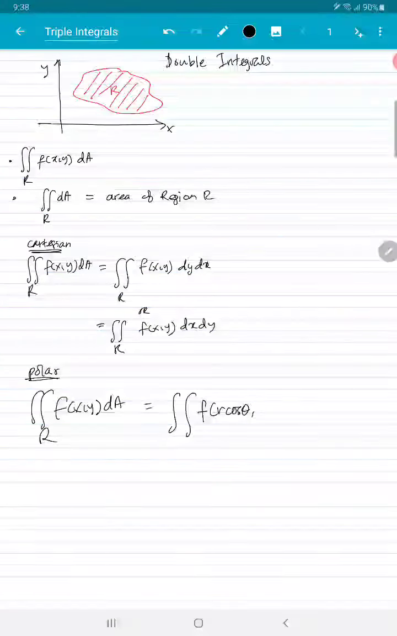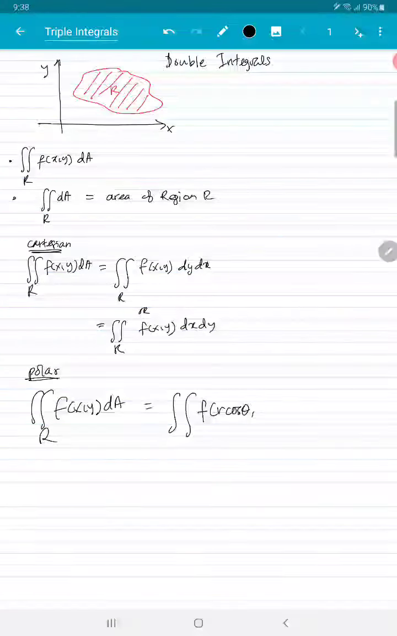Let's proceed. Here we have more theorems. The first theorem is where your solid G is a cuboid. Then the order of integration does not matter; it is one of the six possible orders of integration.